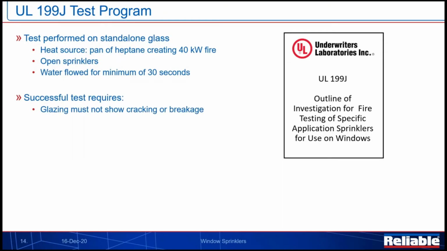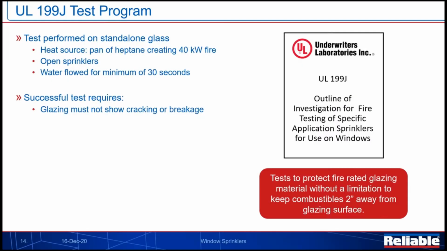Now, if we take a look at the other test document, UL 199J, this is a test that's performed on standalone glazing material. It uses a heat source. It's a pan of heptane that's going to create a 40 kilowatt fire, and it's going to have an open sprinkler installed, and we're going to flow water for 30 seconds as a minimum. A successful test is just not breaking the glazing.